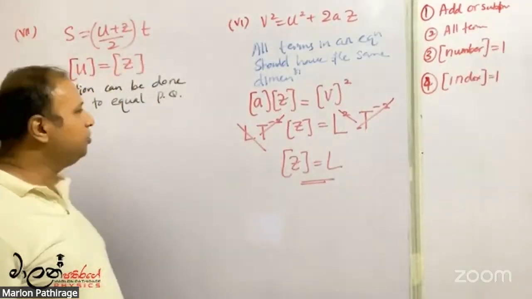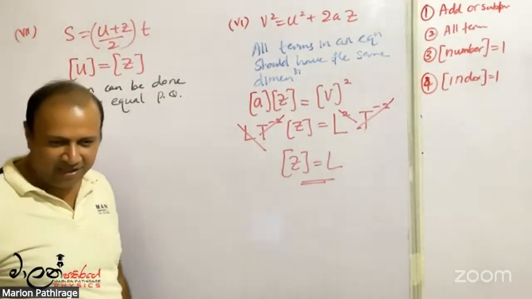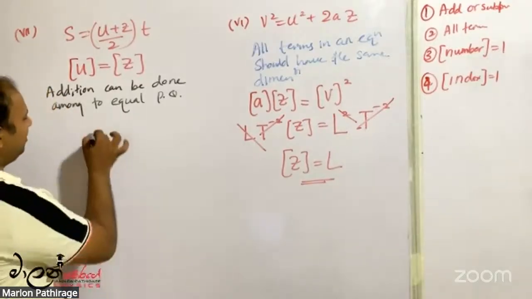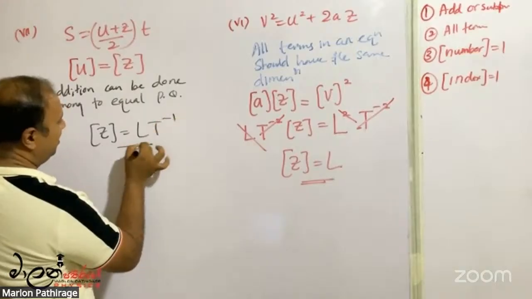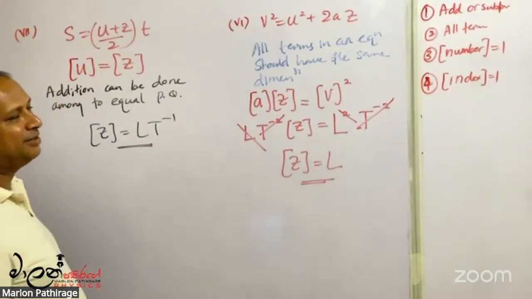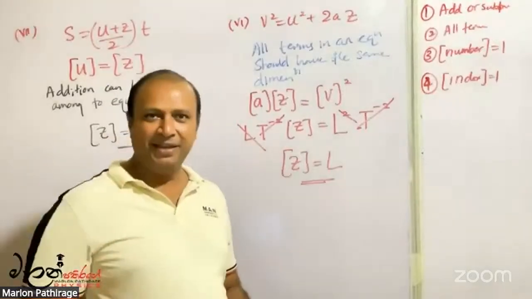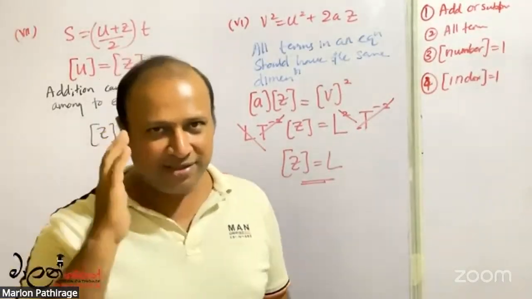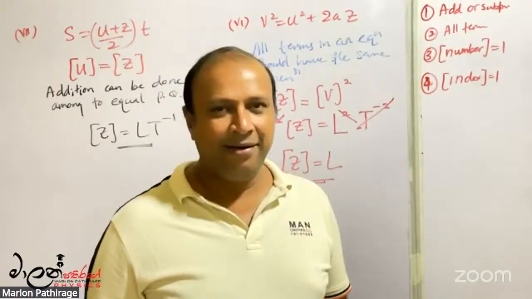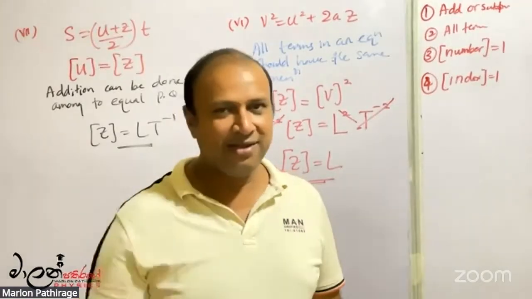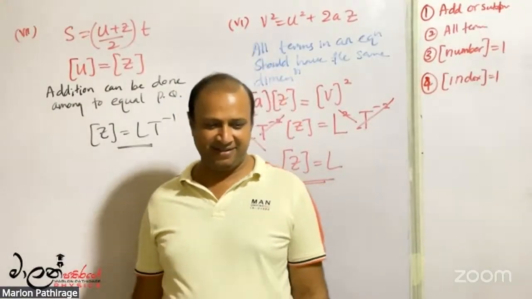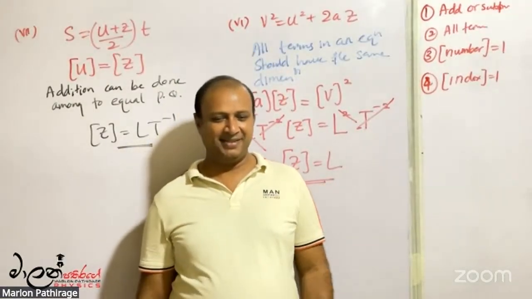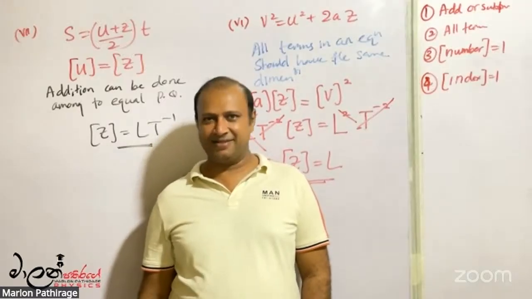You know, U means there is a velocity. Therefore, the dimension of Z is equal to LT^-1. Is that correct? If you can understand that, please raise your hand. Yes, sir. Okay.